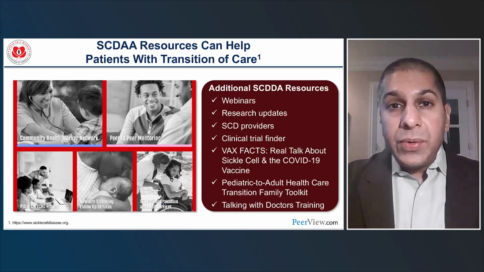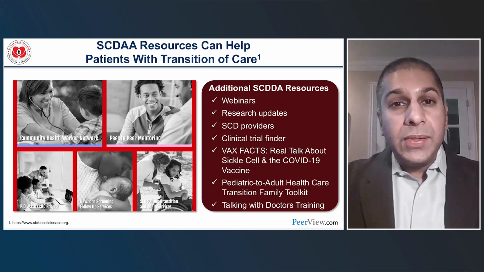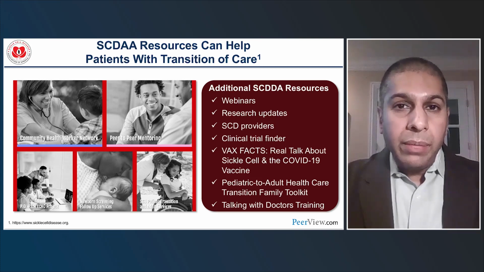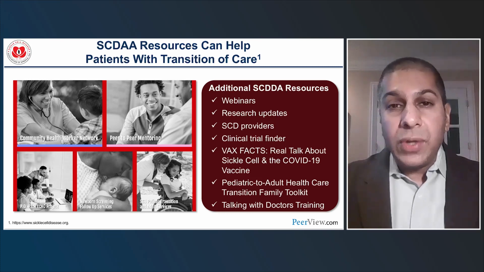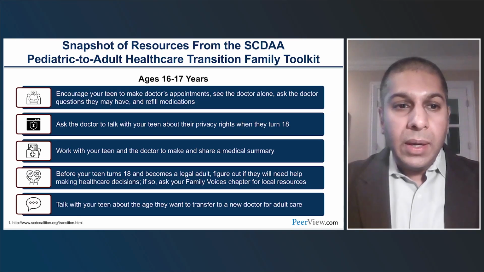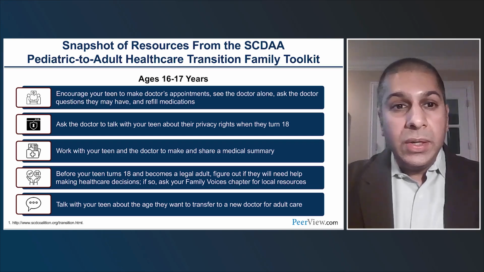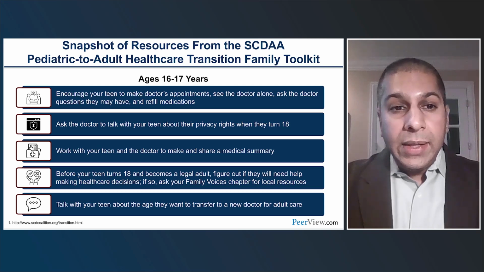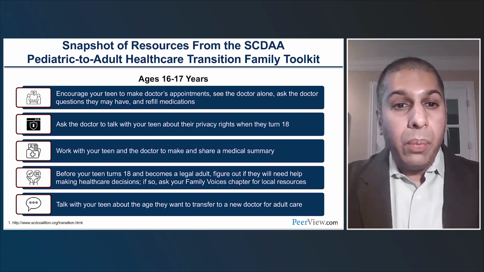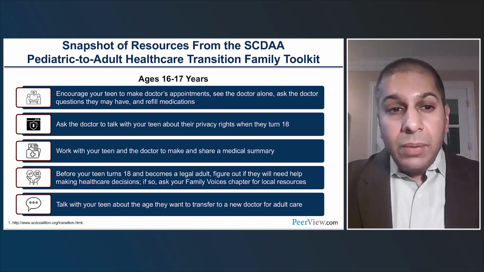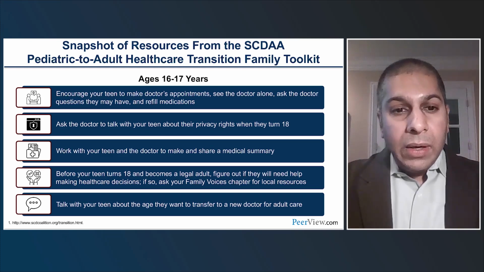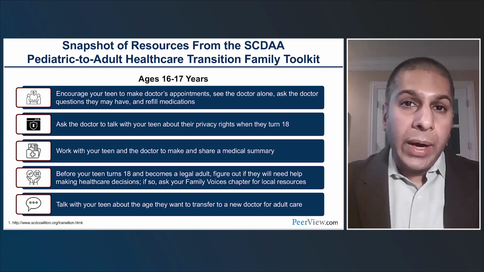So there are several different resources that are available. Here we have the Sickle Cell Disease Association resources, and they have a nice list of different opportunities and things to be aware of for both transition as well as for general care of sickle cell disease. And for example, if you go back to our patient that was 16 years old, here's an example of some of the recommendations from the SCDAA, looking at things like encouraging the teenager to make their appointment, talking with them about privacy rights, making sure that they're involved in decision-making and medical summaries, having a family voice, and then also if they want to transfer to a new doctor for adult care.